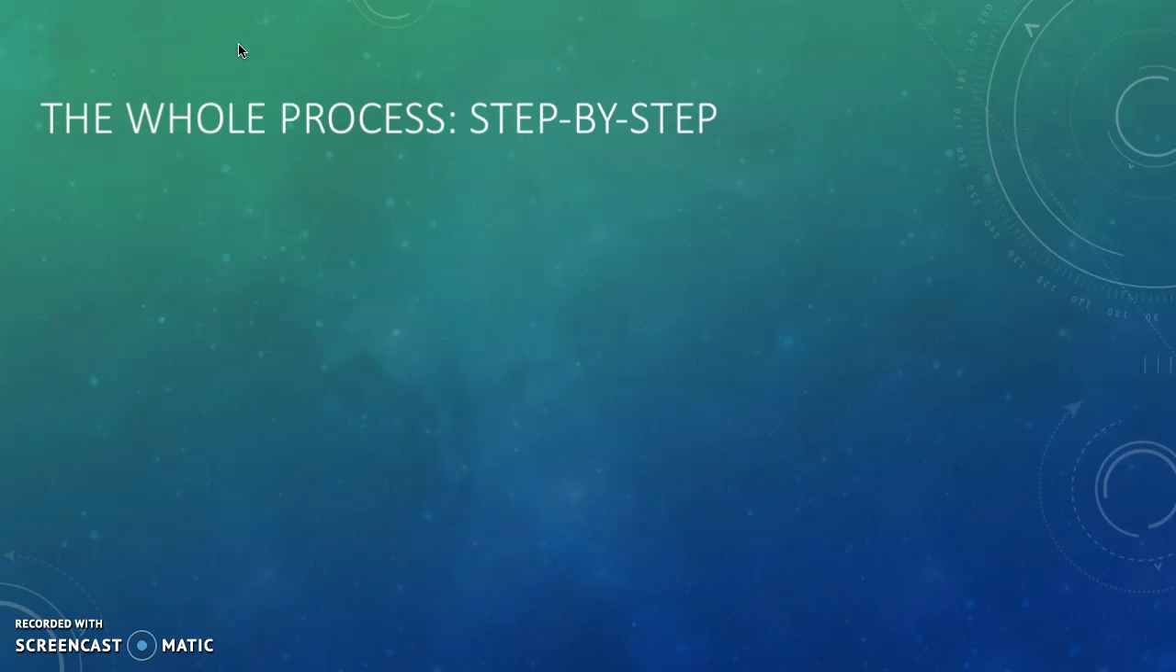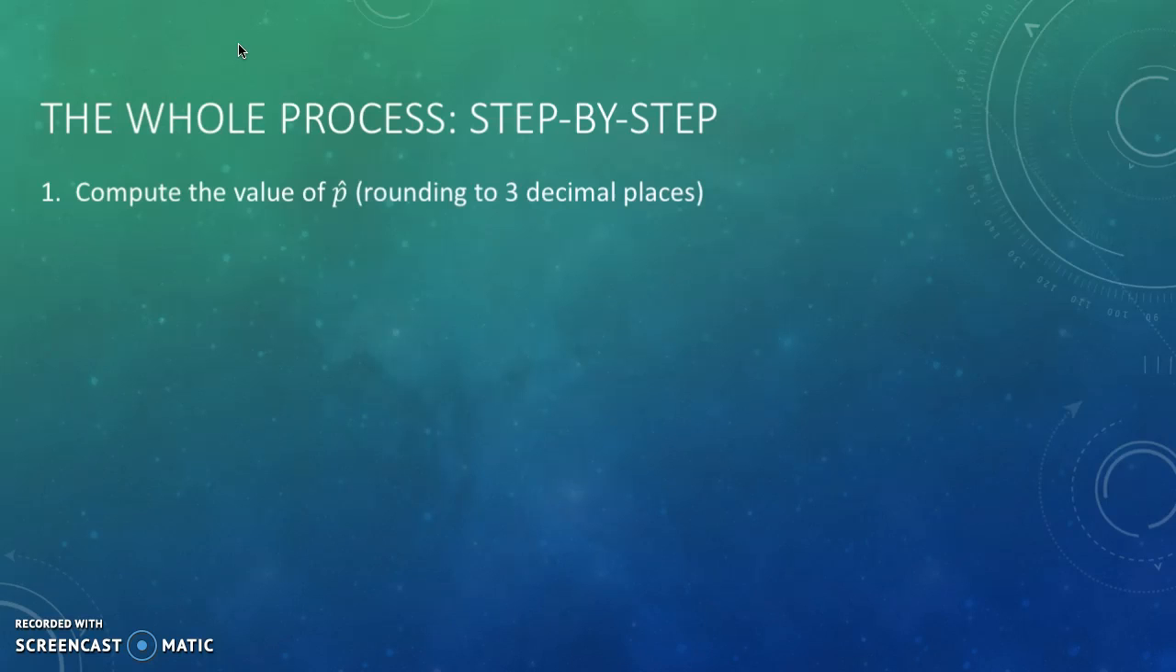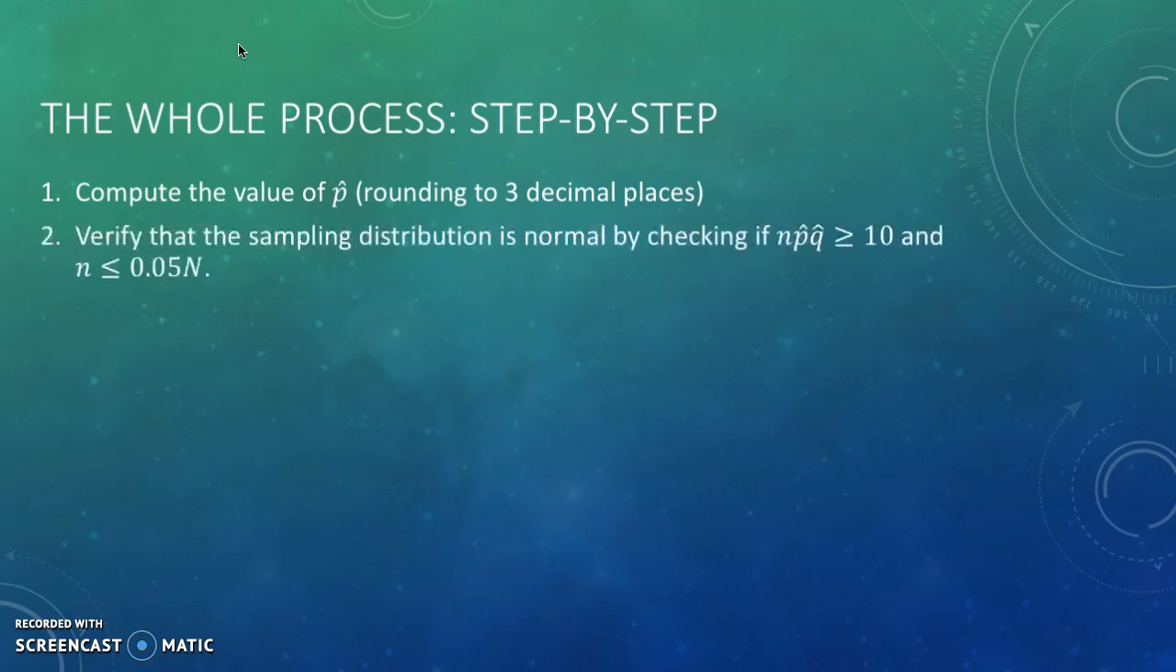This is actually the list of steps you would have to follow to calculate the confidence interval by hand. First, you will need to figure out what the value of p hat is. We are going to use a convention of rounding to 3 decimal places when we do this. You need to verify that you can use the normal distribution, so you need to check if the sample size times p hat times q hat is greater than or equal to 10. We make these p hat and q hat because we don't know the value for the population proportion. And we need to verify that the sample size is less than or equal to 5% of the population.